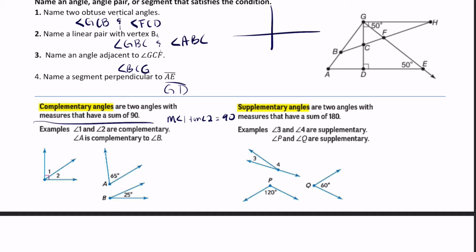Supplementary angles are two angles with measures that have a sum of 180, and it's just the same thing, except this one is with 180. You have the measure of angle 1 plus the measure of angle 2. That's going to give you 180 degrees. So take a look at this particular thing over here. We can see that angle 3 plus angle 4 will give me this line right here, and a line is 180 degrees.